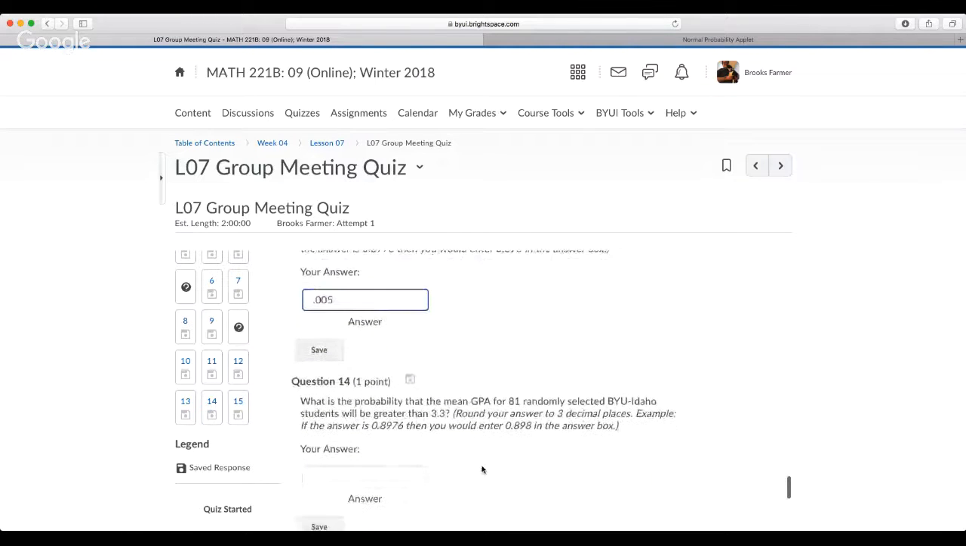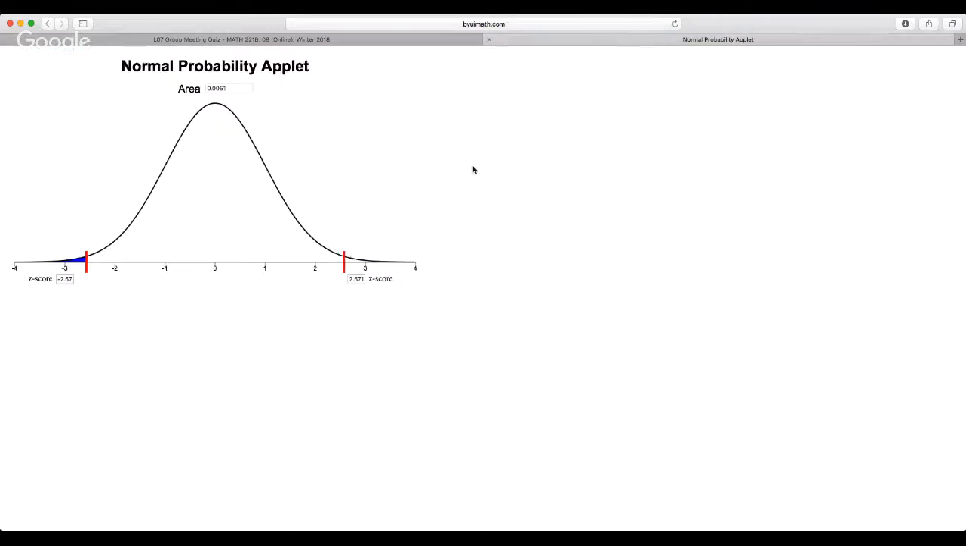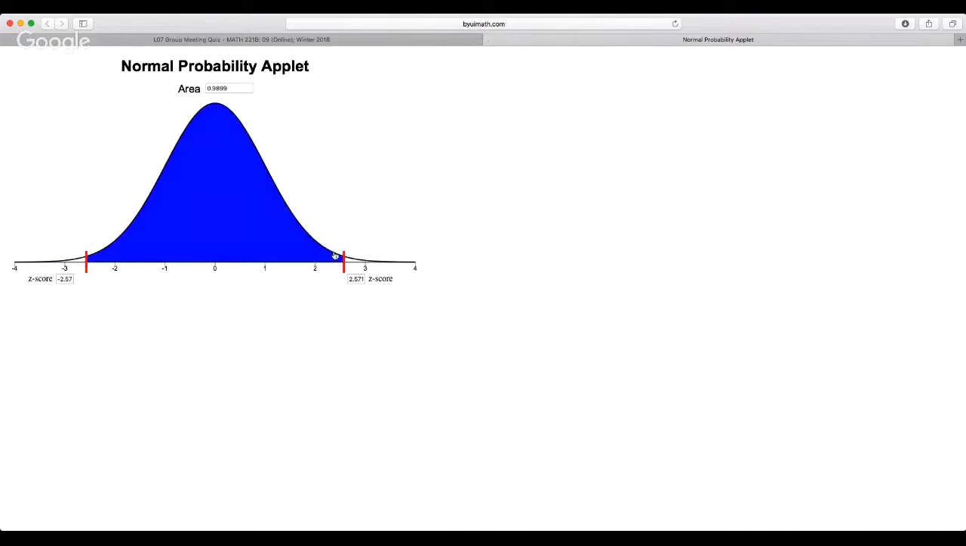Ready to move on to 14? I want to read that. So what is the probability that the mean GPA for 81 randomly selected BYU Idaho students will be greater than 3.3? So you take the same Z-score. Actually, if you had it up on your applet, you just flip the distribution on the area. Instead of highlighting the very left, you highlight the middle and the right. So it's 0.995.